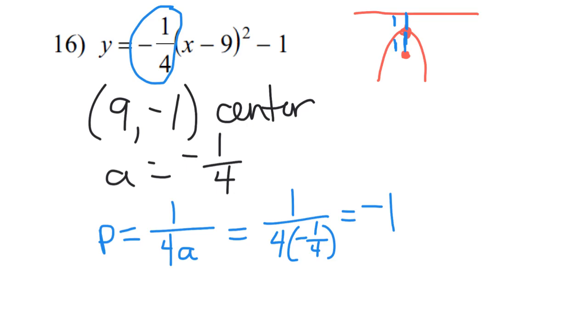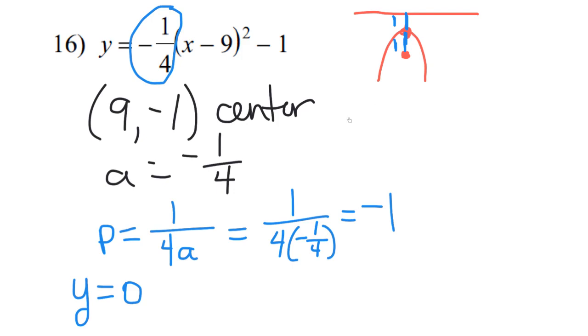So to get the directrix, I'm going to add 1 to the Y value of my center. So my directrix is going to be at Y equals 0, because if I add 1 to -1 right here, I get 0. So Y equals 0 is this directrix line right here.